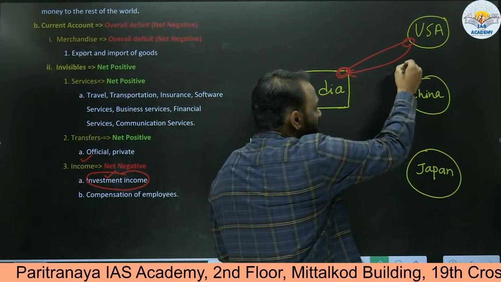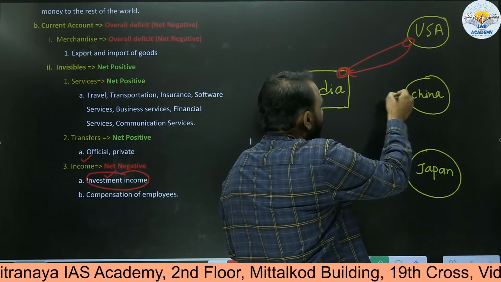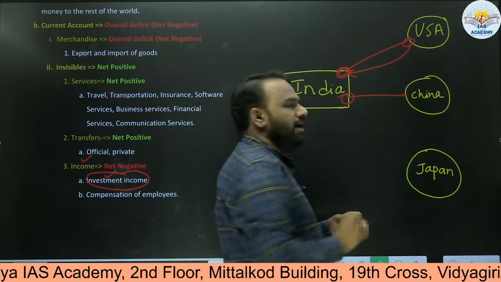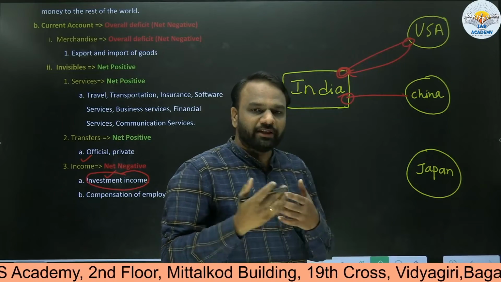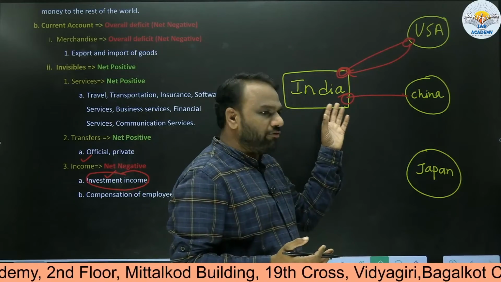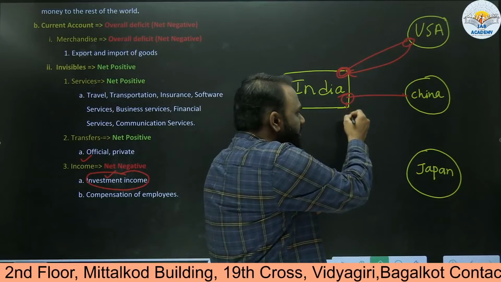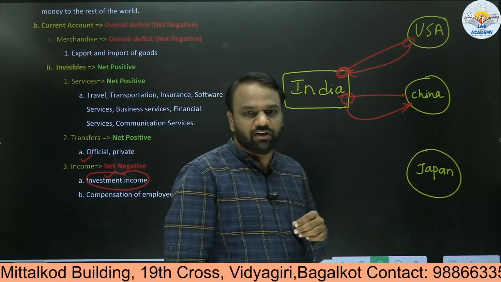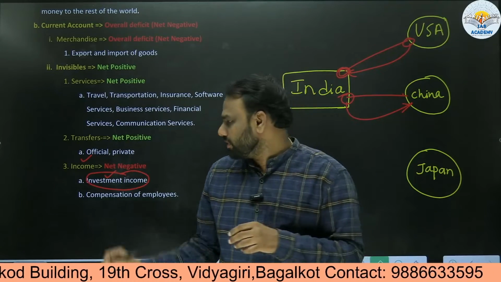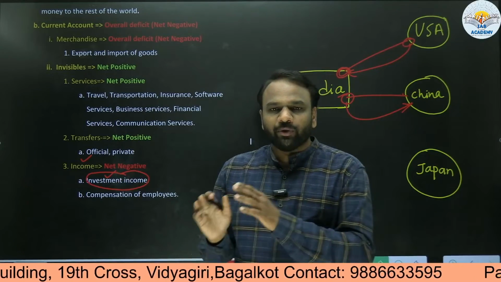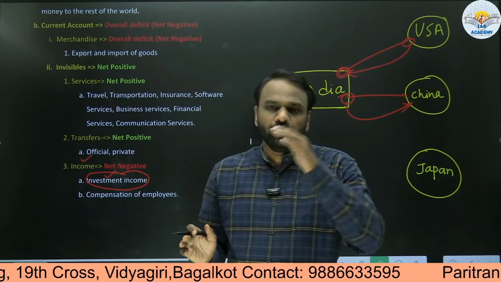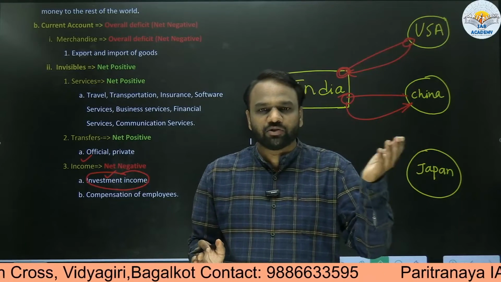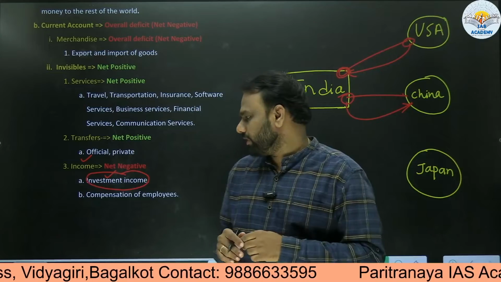Similarly, a person from China may invest in India. At the end of the year, when the profits come, the dividends or interest will be shared with the investor who is present in China. Again that comes under investment income. So investment income can go from India to other countries, and from other countries it can also come to India.